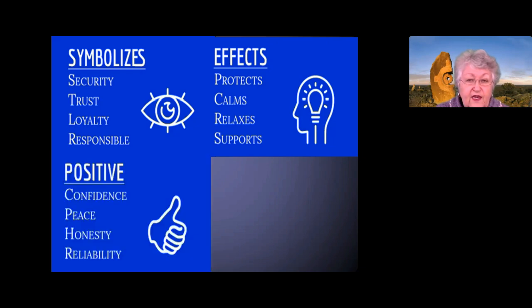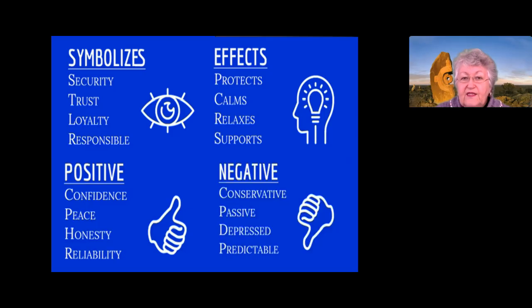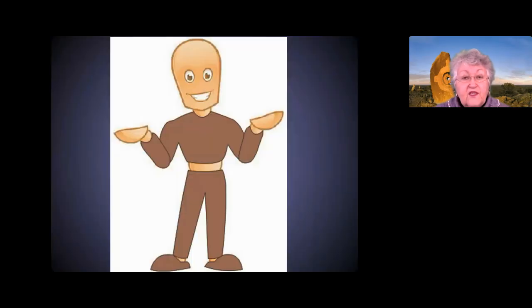The positive connotations of blue are about confidence and peace and honesty and reliability, but there are also negative ideas associated with the color blue, and these are associated with its conservative nature, with its passivity, the fact that it often leads to forms of depression, and also its predictability makes it a little bit uninteresting as the color in ideas. So what then about the color brown?